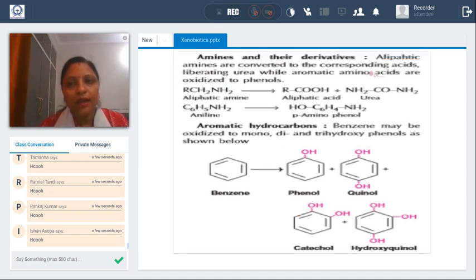Amines and their derivatives. Aliphatic amines are converted to the corresponding acids, liberating urea, while aromatic amines are oxidized to phenol. You can see here aliphatic amines convert into aliphatic acids and urea. Aniline converts into para-aminophenol. Then aromatic hydrocarbons: benzenes may be oxidized to mono-, di-, or trihydroxyphenols as shown below. Benzene is converted into phenol, hydroquinone, catechol, and hydroxyquinol.